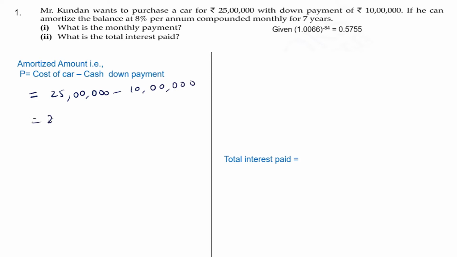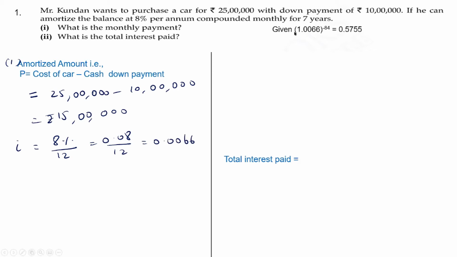So this is rupees 15 lakhs. This is the first subdivision. And next let us find the rate per period. Here it is given 8% per annum is compounded monthly. So I will be 8% upon 12. It is 0.08 by 12, which is 0.0066.